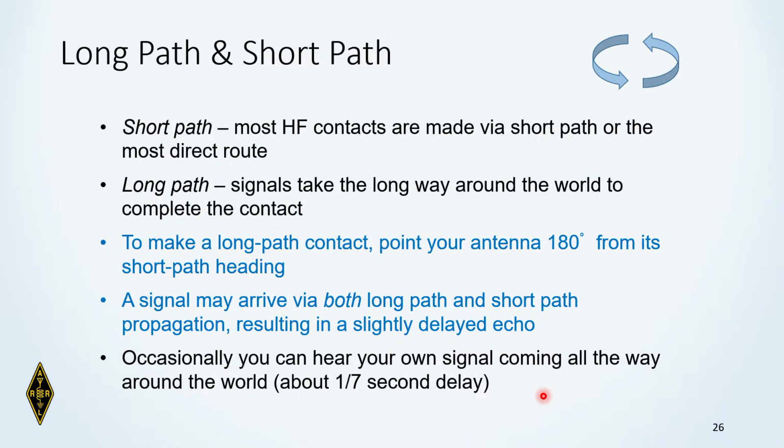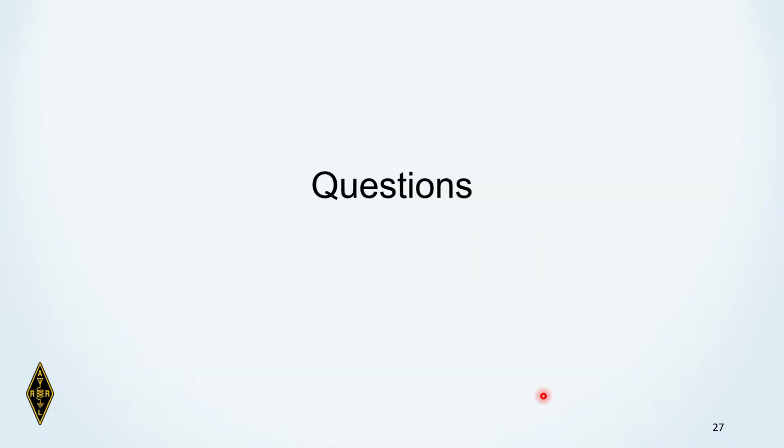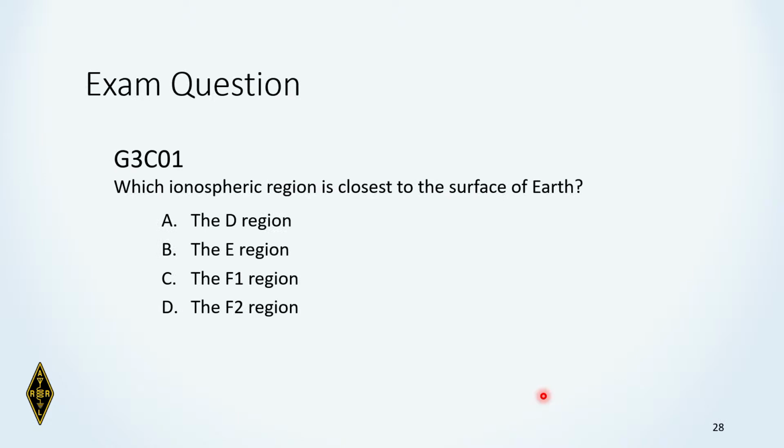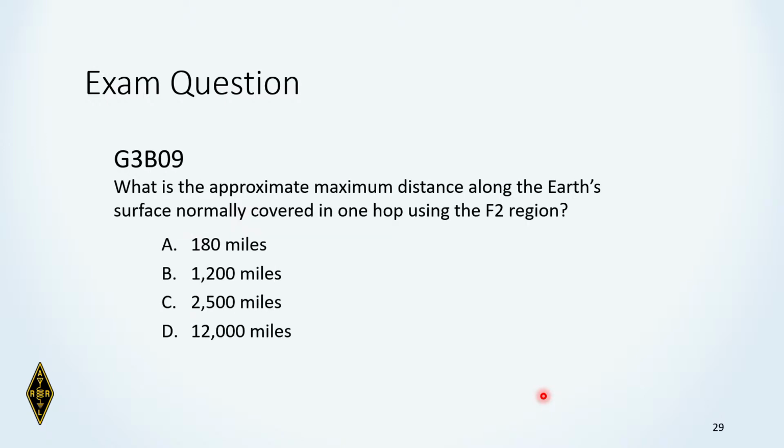All right. So I'm sure everybody memorized the blue text as it was going by. We'll get into some questions. Which ionospheric region is closest to the surface of the Earth? Alpha. Alpha, the D region, yep. What is the approximate maximum distance along the Earth's surface normally covered in one hop using the F2 region? Charlie. That's Charlie. Yep. The F2 region is the highest, so that's why it comes down 2,500 miles, and the E comes down much less.